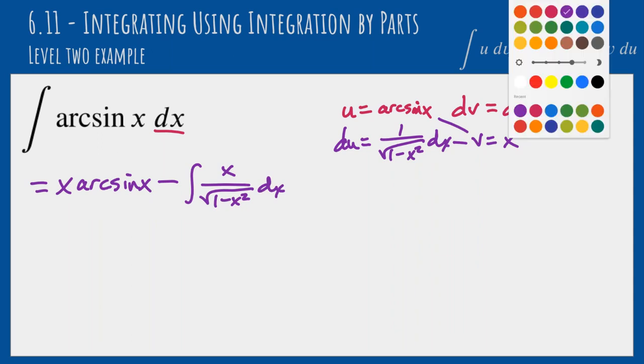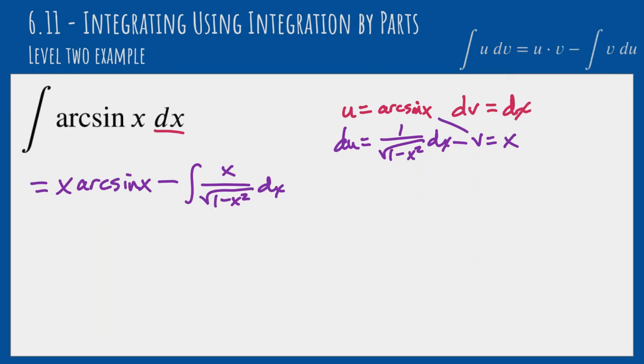Now that is something that we can evaluate using substitution. So notice that the inside of the square root here is going to have a second degree term in it, and the derivative of that is then going to have a first degree term in it, which we can use substitution for the numerator. So if I say u equals 1 minus x squared and du equals negative 2x dx, that gives us dx is equal to du over negative 2x.